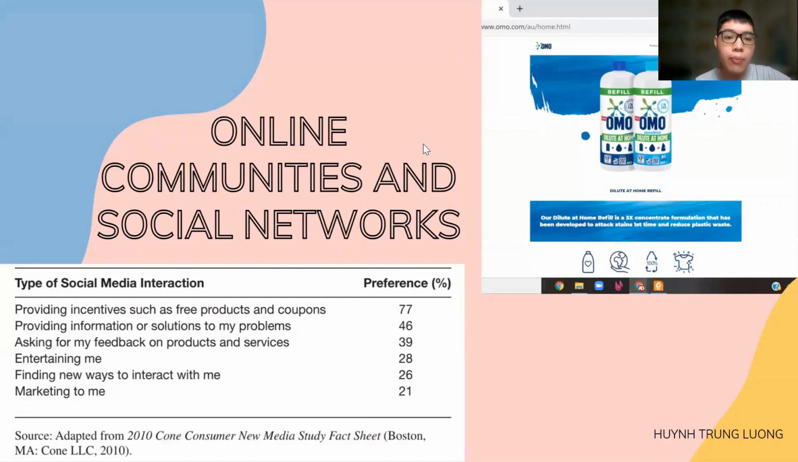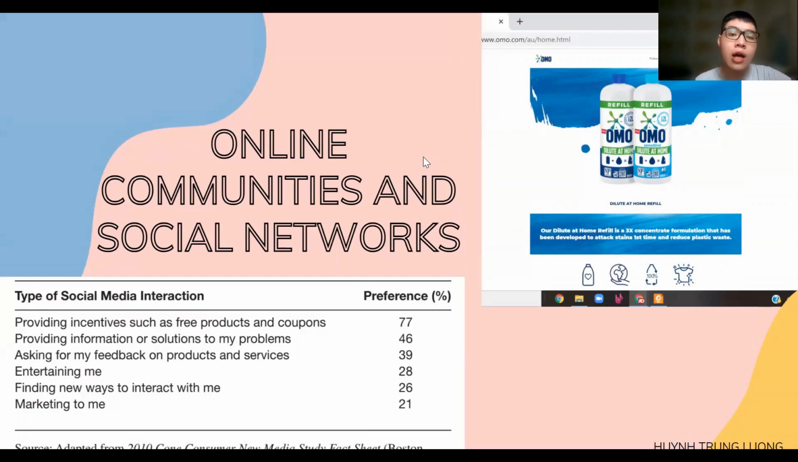Now I'm going to continue with online communities and social networks. The first question is, what is an online community? An online community is a community that interacts over time around a topic of interest on the internet. These groups develop unique vocabularies, etiquette, and means for dealing with behaviors deemed inappropriate.